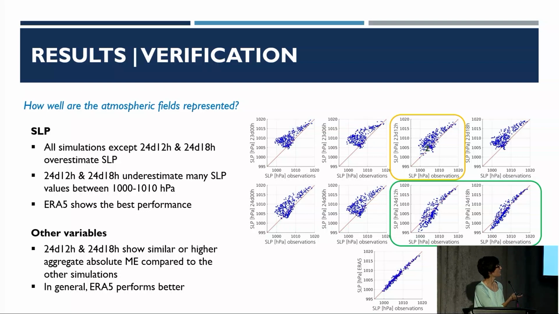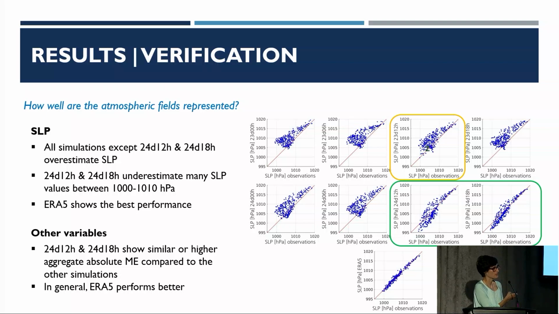As you can see, ERA5 does a good job in representing the sea level pressure. And the simulations that simulate the polar low and were initialized on the 24th do a good job too, but they show underestimation of sea level pressure between 1,000 and 1,010 hectopascals. As we saw in the slide before, maybe this actually means that they simulate a polar low that is deeper than the observed one. And then the other simulations clearly overestimate sea level pressure.